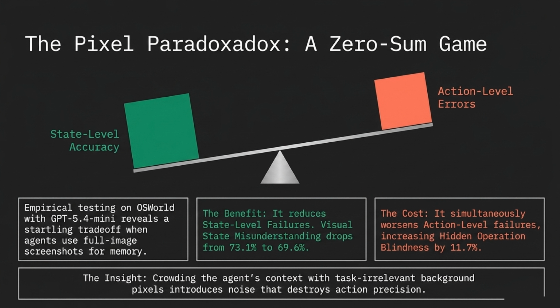This leads us directly to the pixel paradox, which is essentially a zero-sum game. Our empirical testing on OSWorld with GPT 5.4 Mini reveals a startling trade-off when agents use full image screenshots for memory. The benefit is that it reduces state-level failures. For instance, visual state misunderstanding drops from 73.1% to 69.6%. But the cost is that it simultaneously worsens action-level failures, increasing hidden operation blindness by 11.7%. The core insight here is that crowding the agent's context with task-irrelevant background pixels introduces noise that destroys action precision.